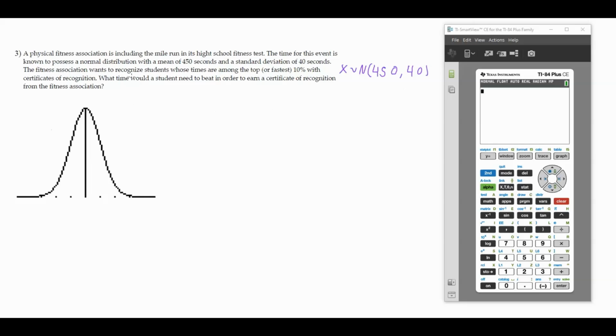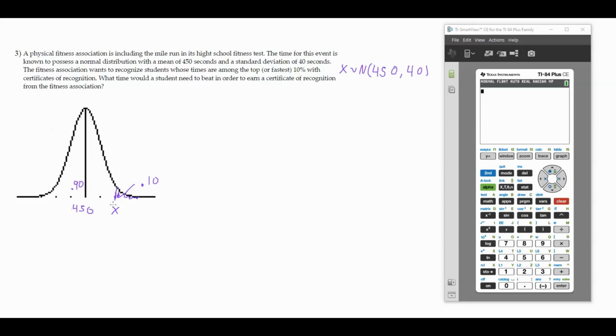The Fitness Association wants to recognize students whose times are in the top or fastest 10% with certificates of recognition. What time would a student need to beat in order to earn a certificate of recognition from the Fitness Association? Well, you could sketch it out to help you visualize what you want. What I want is some value of X that will separate the top 10% of times, so I'll write that as a proportion, from the lower 90% of times.